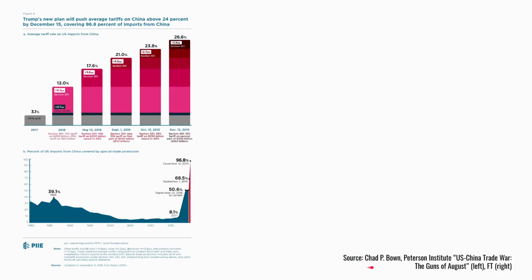There was a great report by Chad P. Bown from the Peterson Institute called The US-China Trade War, The Guns of August, where he has this lovely timeline showing the increased tariffs on Chinese imports to the US. And by December 2019, the size of these average tariffs is going to be about 27%. But what's even more dramatic is if you look at the percentage of US imports from China covered by these special trade protections. And that's going to be almost 100% by the end of 2019.